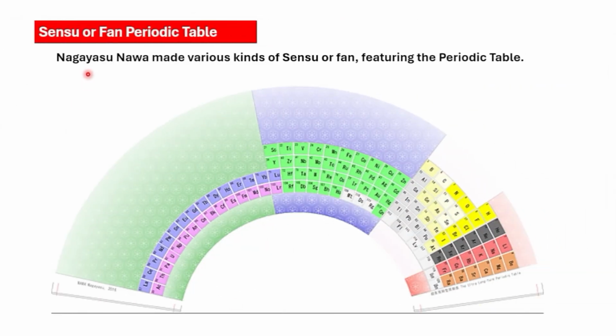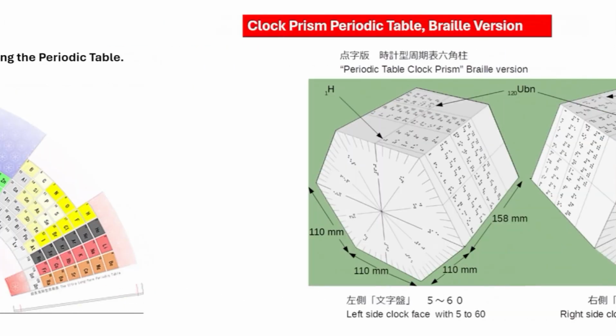Next one is the Sensu or fan periodic table. Nagayasu Nawa, as I was mentioning, that Japanese school teacher, made various kinds of periodic tables, and one of them is this Sensu or fan periodic table. You can see it starts from here, hydrogen, helium, lithium, beryllium, then it goes all the way here, and after that it goes here for the D block. It starts here and it goes all the way, and then you start the F blocks from here and you go all the way. So it's kind of a fan periodic table.